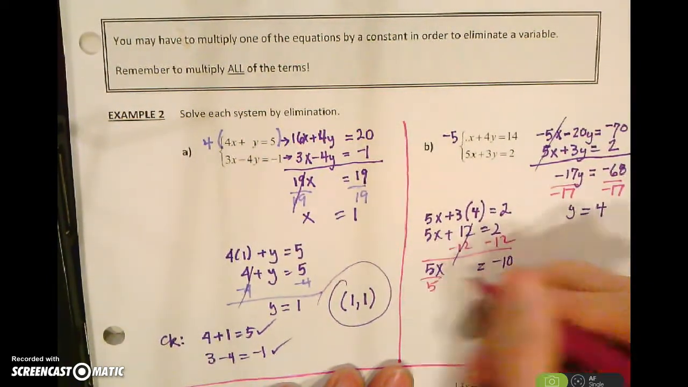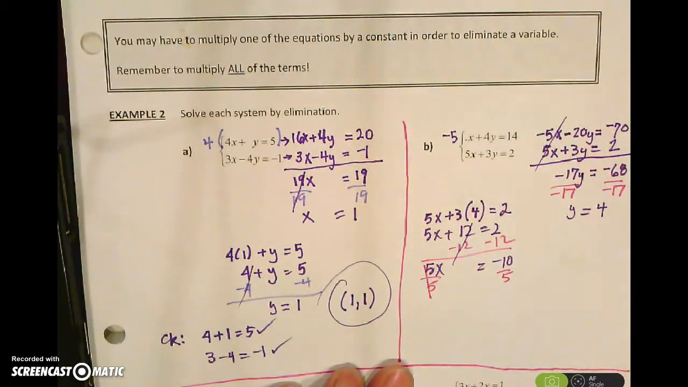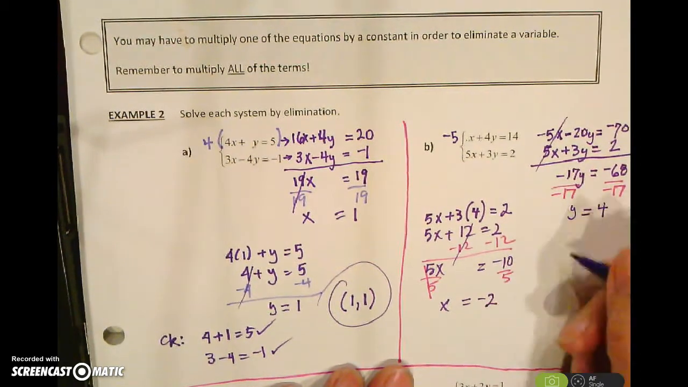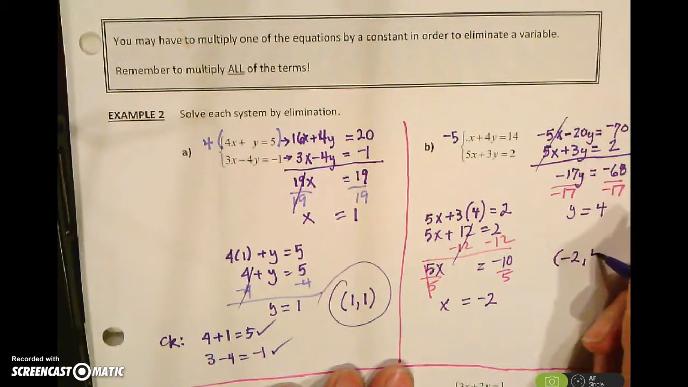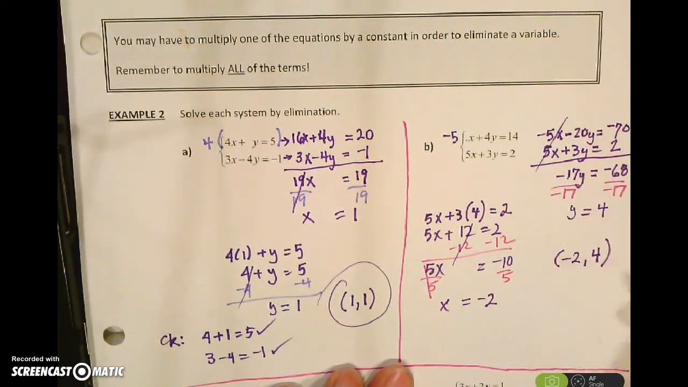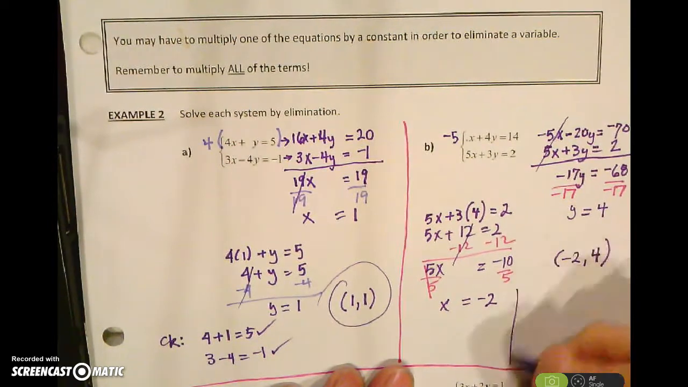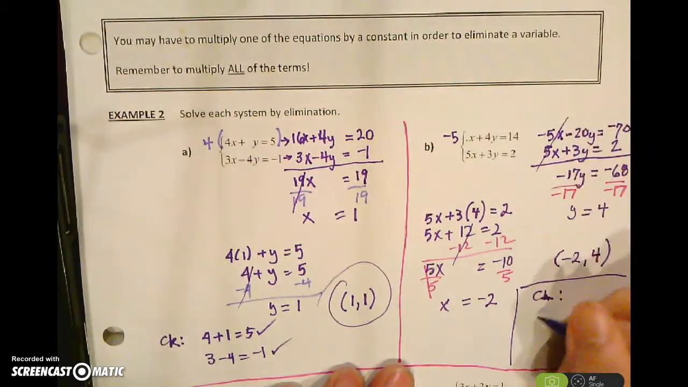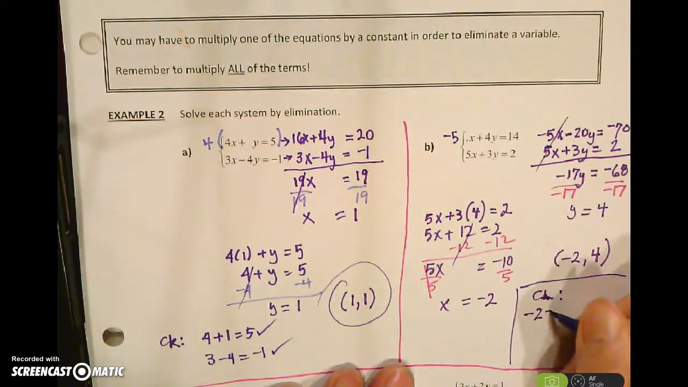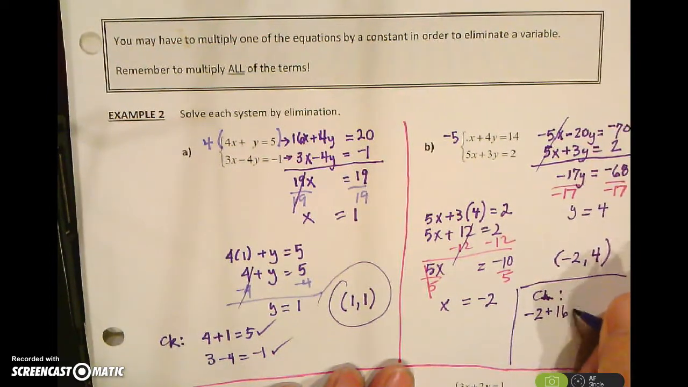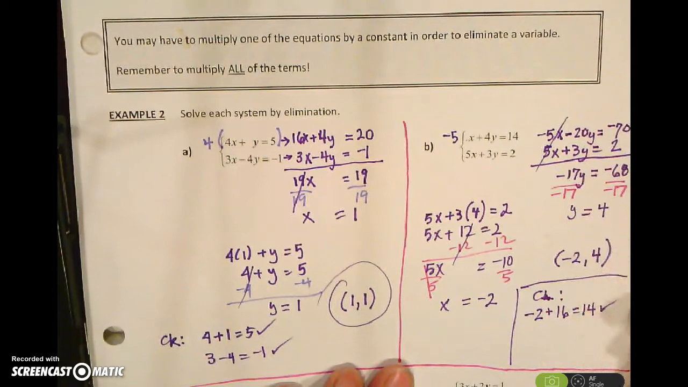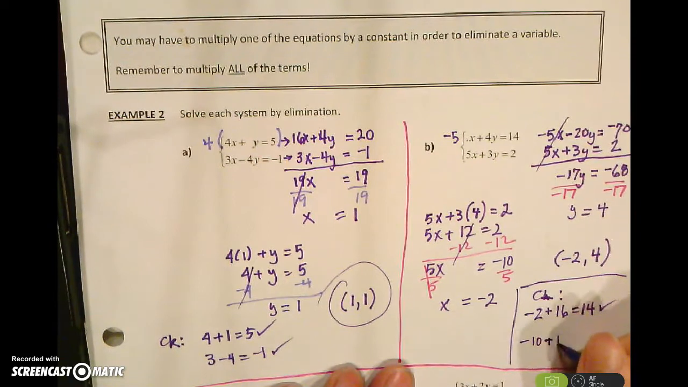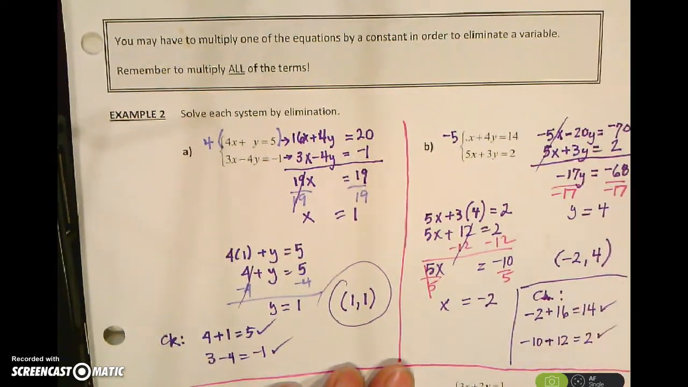Then we're going to divide both sides by the 5, and that will give me x is equal to -2. So I have a solution of -2 and 4. Make sure you put your x first and your y second. We're going to check it. So let's do a check here. So -2 in for my x, and the first one's -2, plus 4 times 4 is 16, is equal to 14, and that checks. And then into the second one, it gives me -10 plus 12 is equal to 2, and that also checks.